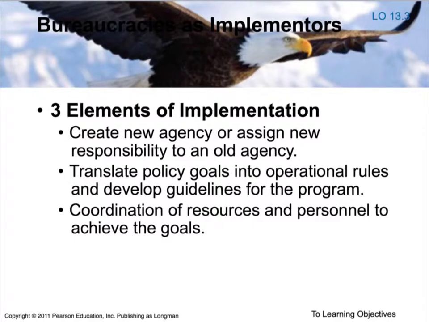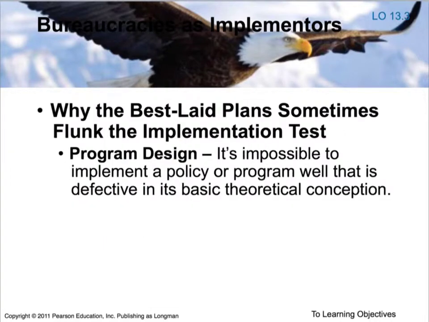There are three elements of implementation. You have to create an agency and assign new responsibility. You have to translate policy goals into operational rules. So you have the translate phase. And then you coordinate the resources and personnel to achieve the goals. At any of these stages, you're going to have problems, and you're going to need to do a shakedown. But if you continuously have problems and the policy is bad, this is where it shows up. Hopefully before we get to the negative consequences, but sometimes it can.